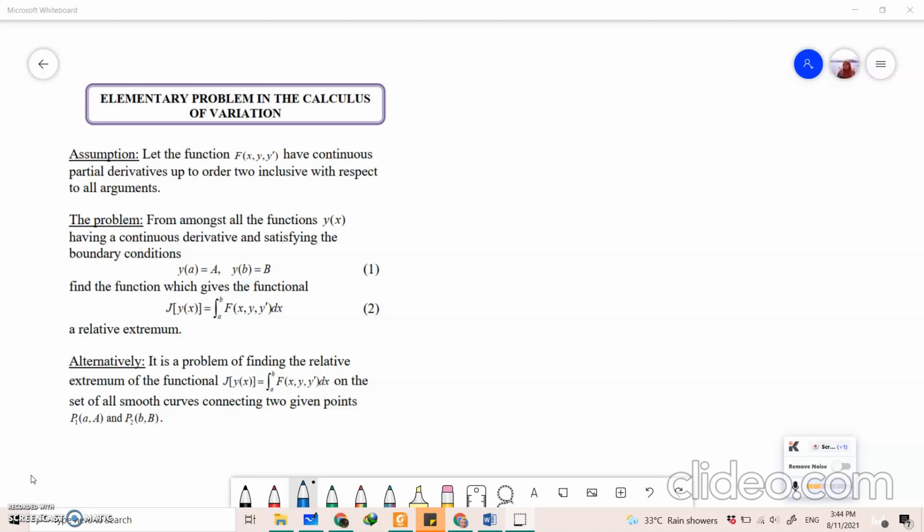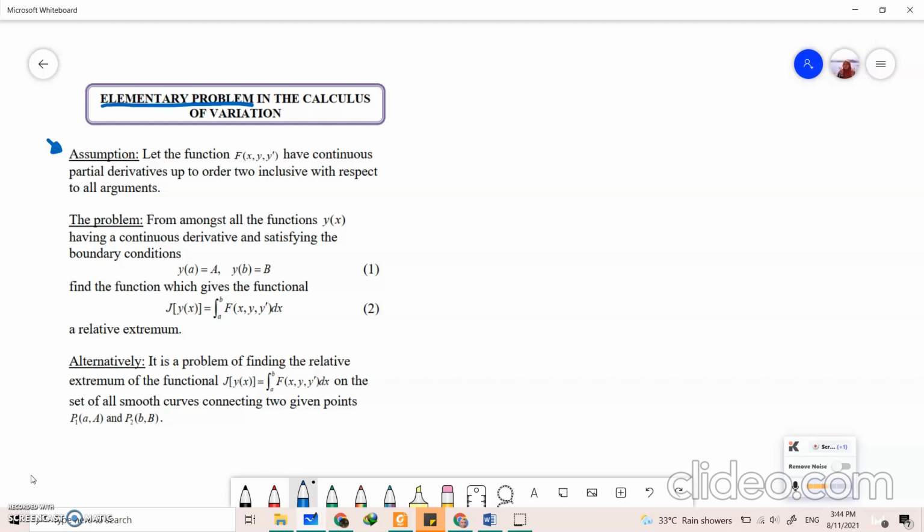Alright, so we want to proceed with our next chapter, which is the elementary problem in the calculus of variation. Before this, we have done with understanding the terminologies and basics of calculus of variation. Now we want to find what is the problem that we want to solve in calculus of variation. Before that, we need to make this assumption.